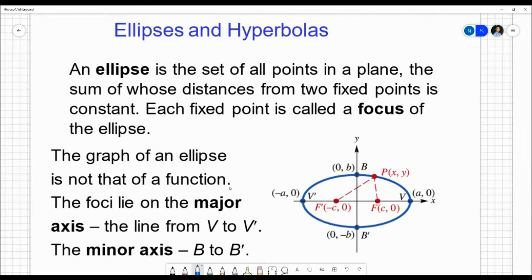So the graph of an ellipse is not a function in Cartesian coordinates because it does not pass the vertical line test. The foci lie on the major axis. There are two axes, the major and the minor axis.